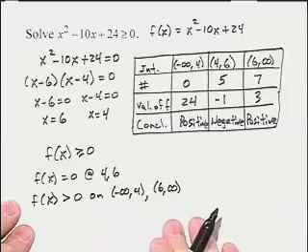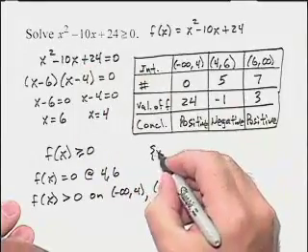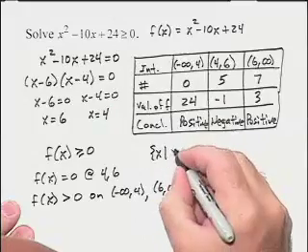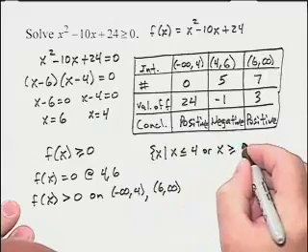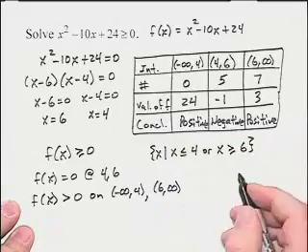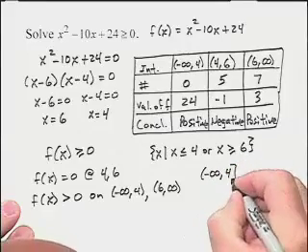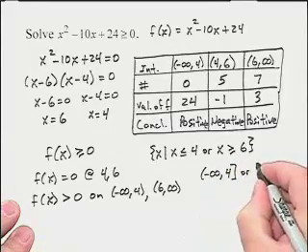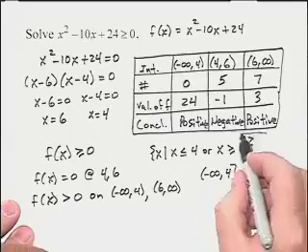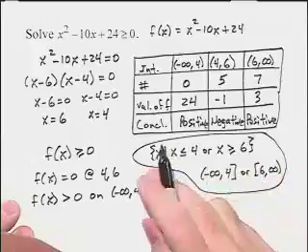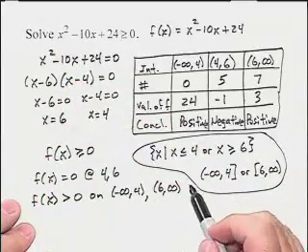If we put all that information together, we can get our solution set for our original inequality as the set of values for x such that x is less than or equal to 4 or x is greater than or equal to 6. We want to write that in interval notation. Use negative infinity to 4 with a square bracket, or 6 to infinity with 6 having a square bracket as well. So there's our solution set for the inequality x squared minus 10x plus 24 is greater than or equal to 0.